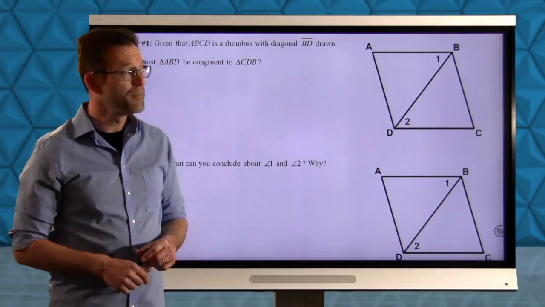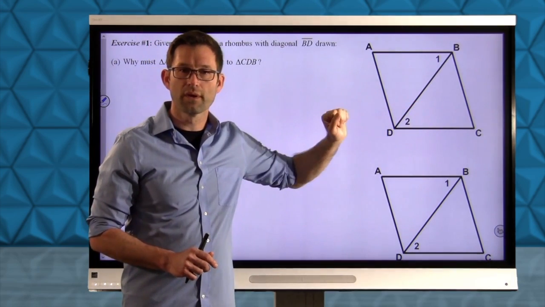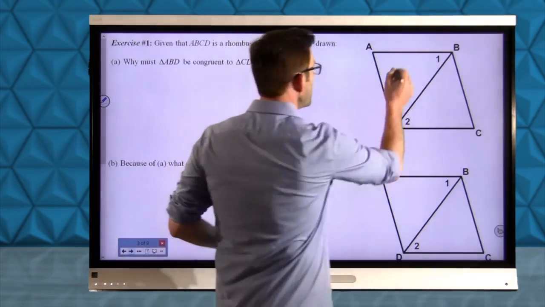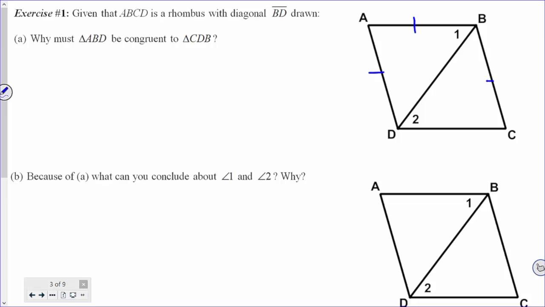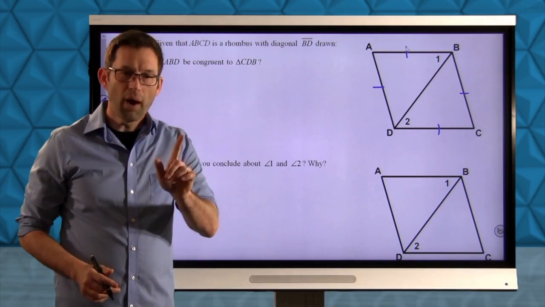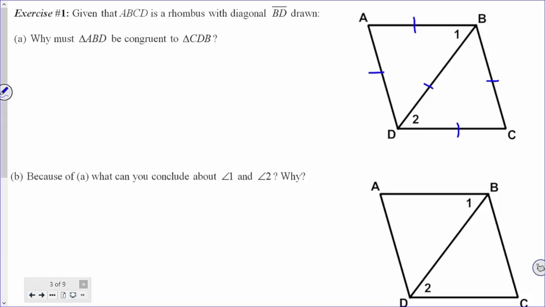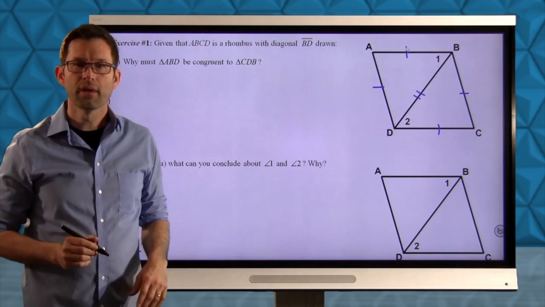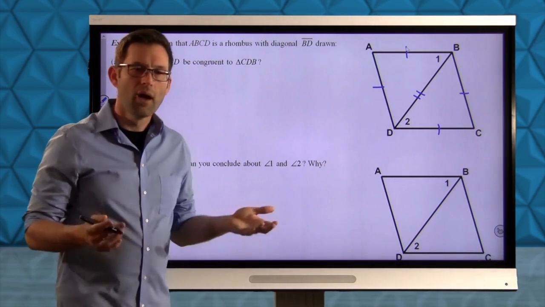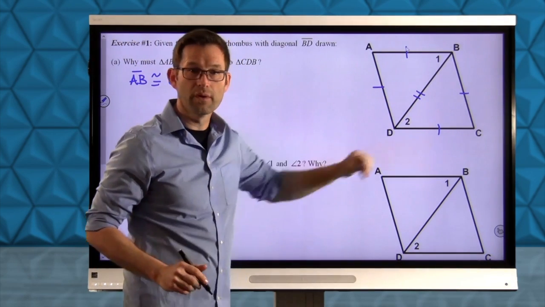All right, let's talk about it. Well, let's see what we know. Again, I'm trying to prove that this triangle is congruent to this one down here. And because it's a rhombus, what I know is that all four sides are the same length. But what I also know about these two triangles is that they share a side. They share side BD. So now think about this. I can say that AB is congruent to CD. So this one's congruent to this one.